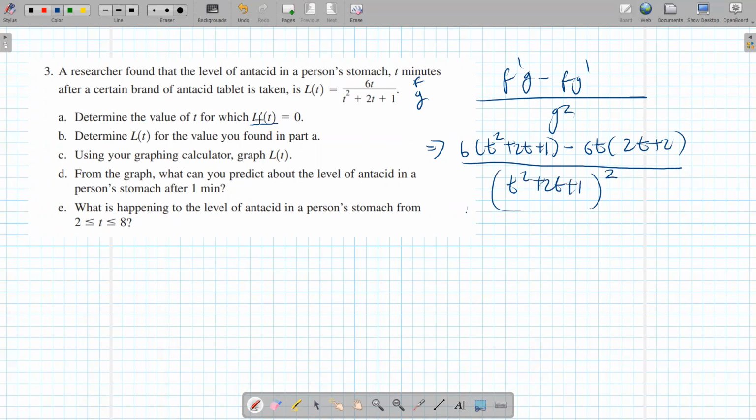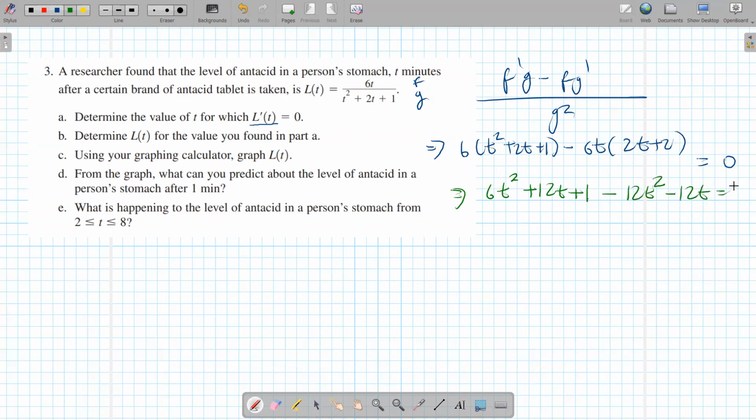And then they want to find the value of t when this equals 0. To solve for this, multiply both sides by the denominator. It cancels out because 0 times that is just 0, right? So the denominator is gone. Let's open the bracket. We're going to get a quadratic. So you get 6t squared plus 12t plus 1 minus 12t squared minus 12t, like that, right?